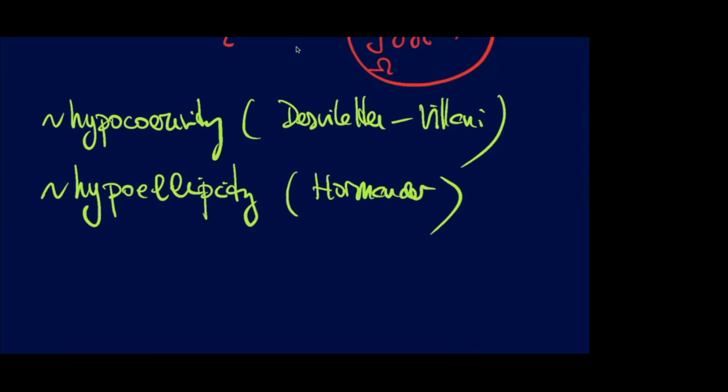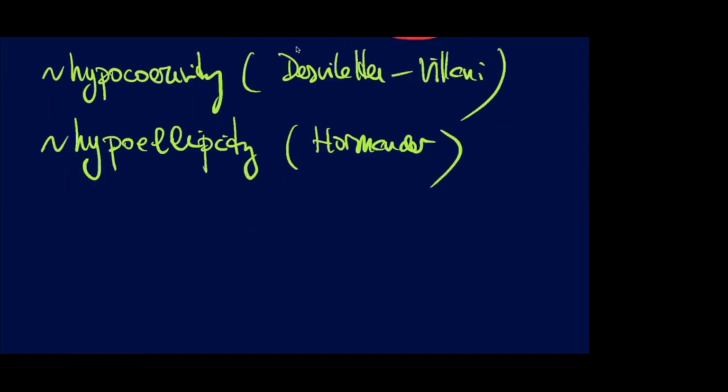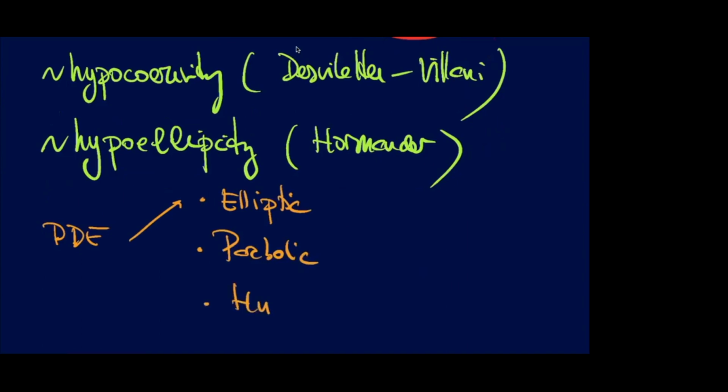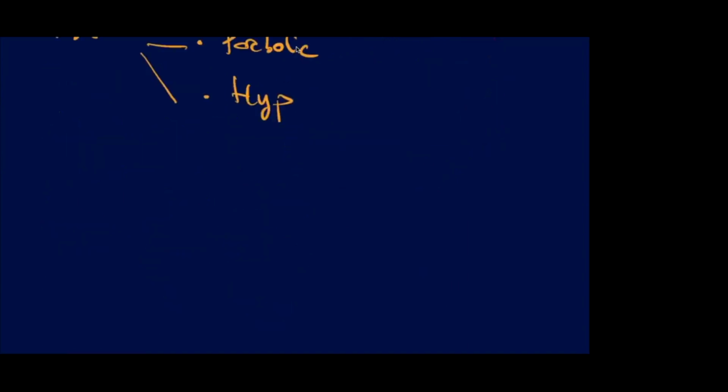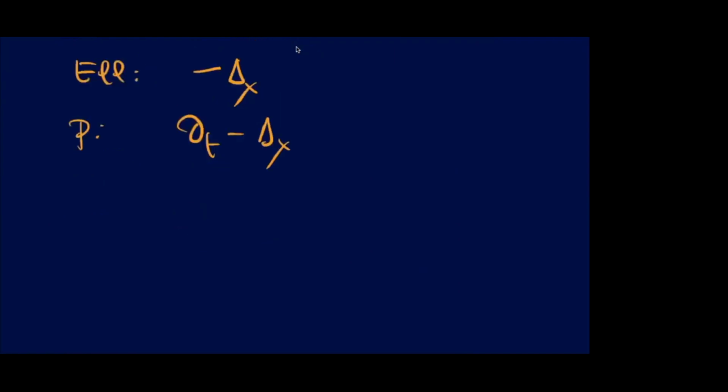What is hypoellipticity? Well, in principle, the PDEs, when we take the classical textbook, they tell us there are the elliptic, there are the parabolic, and there are the hyperbolic, right? I mean, the elliptic, of course, is minus Laplacian in x. The parabolic is the heat operator, d t minus Laplacian in x. And the hyperbolic is the second derivative in time minus the Laplacian in x.